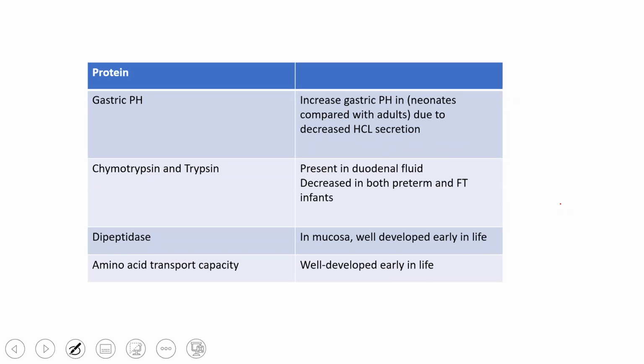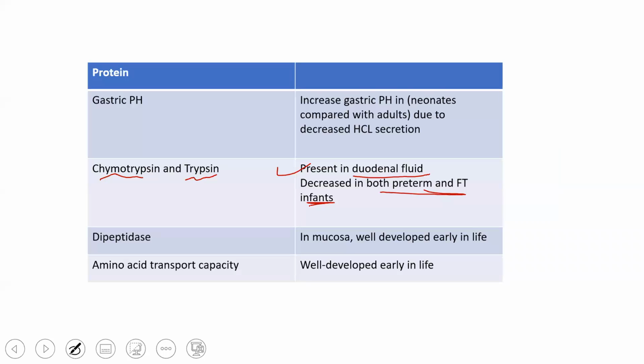Number two, we said that chymotrypsin and trypsin, which are present in the duodenal fluid, are decreased in amount and activity in both preterm and term babies. So the breakdown activity of chymotrypsinogen and trypsinogen is less in the preterm and full-term baby compared with the adult. But the dipeptidase and amino acid transport across the membrane develop early in life.